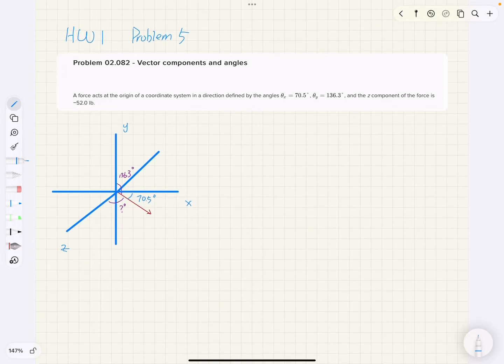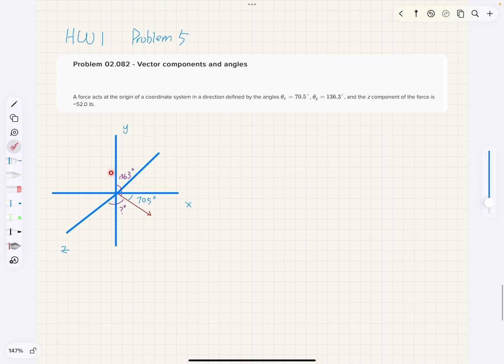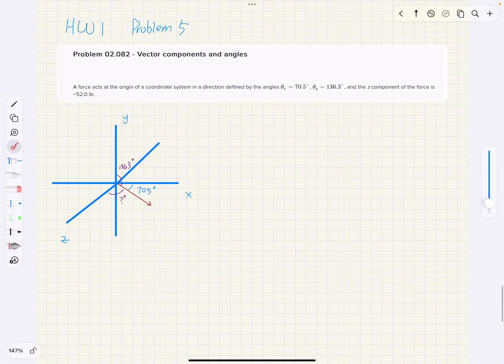This is homework 1, problem number 5. We have a force F at the origin of a coordinate system in a direction defined by angles delta x equals 70.5 degrees and delta y equals 136.3 degrees. We're also given that the z component of the force is negative 52 pounds. So here I have a drawn coordinate system with the vector.